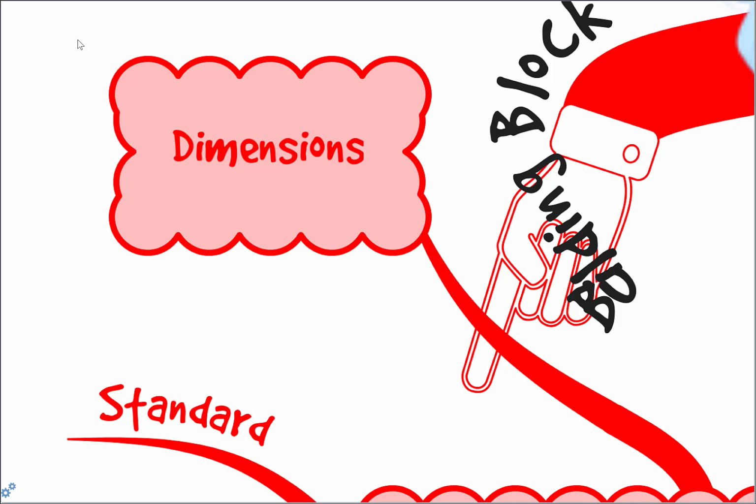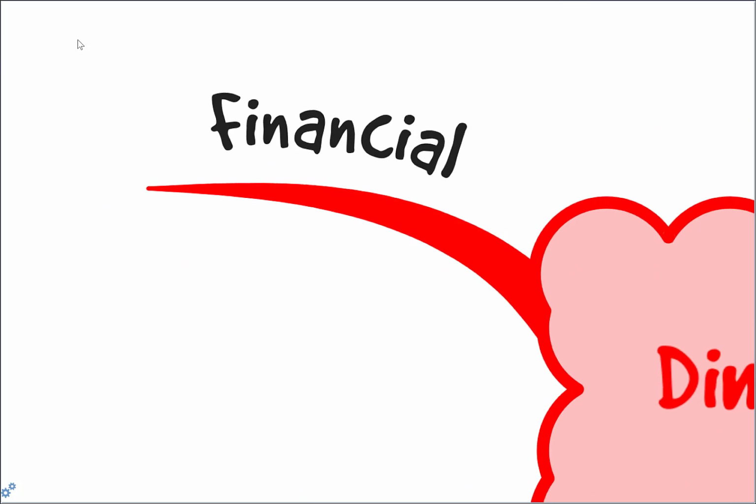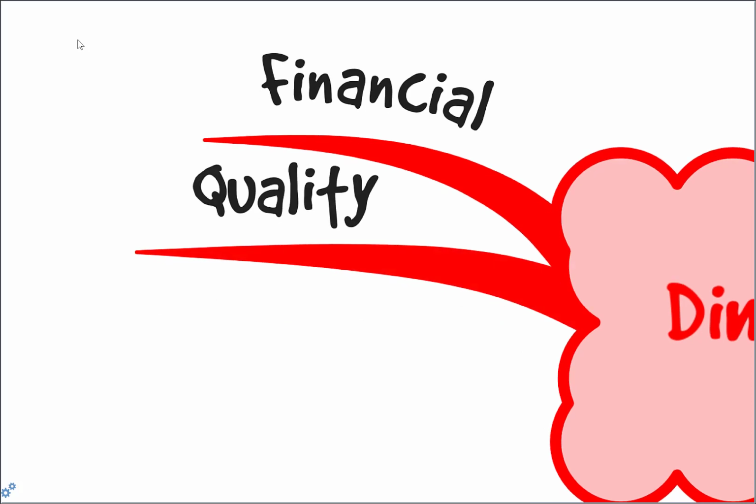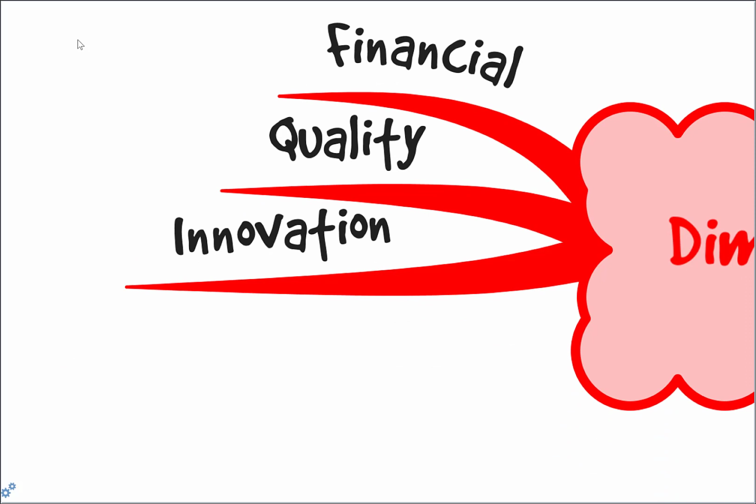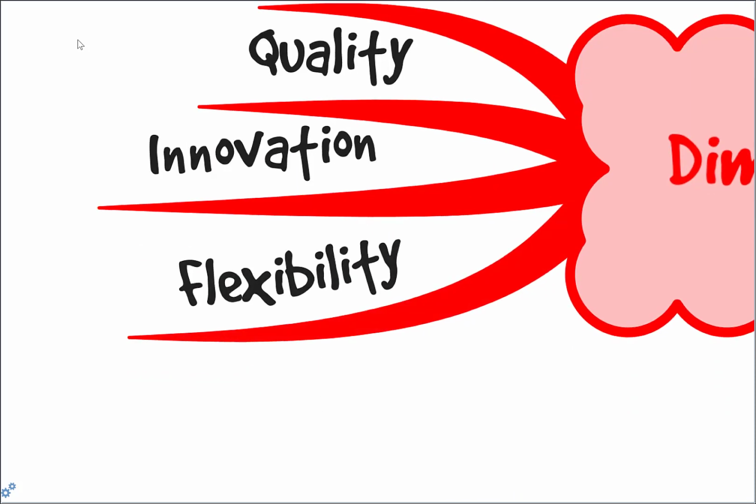Now, the dimensions of measure basically talk about the 6 areas of performance measure that are relevant for a service organization. So the first one needs no further explanation, it is the financial performance. The second one is measuring the quality of service. The third one we have here is innovation, the ability to adapt and change. That is innovation. The fourth one is flexibility.